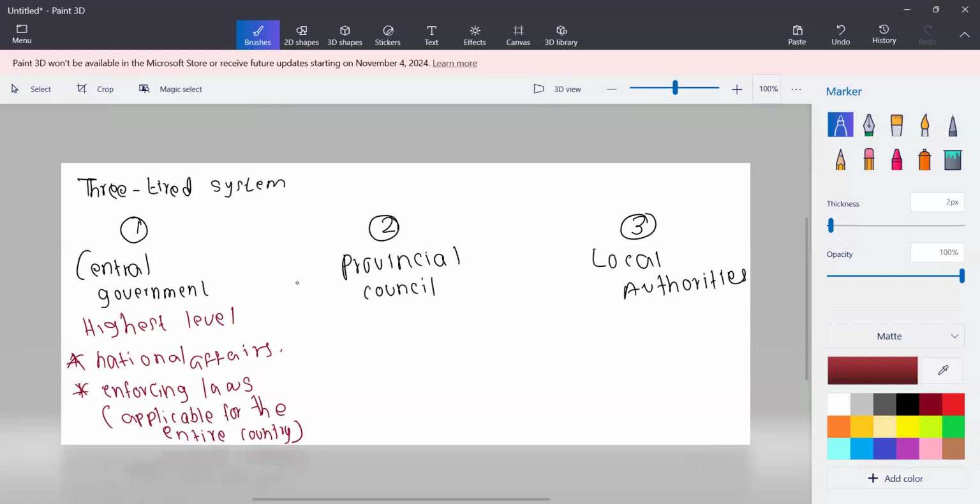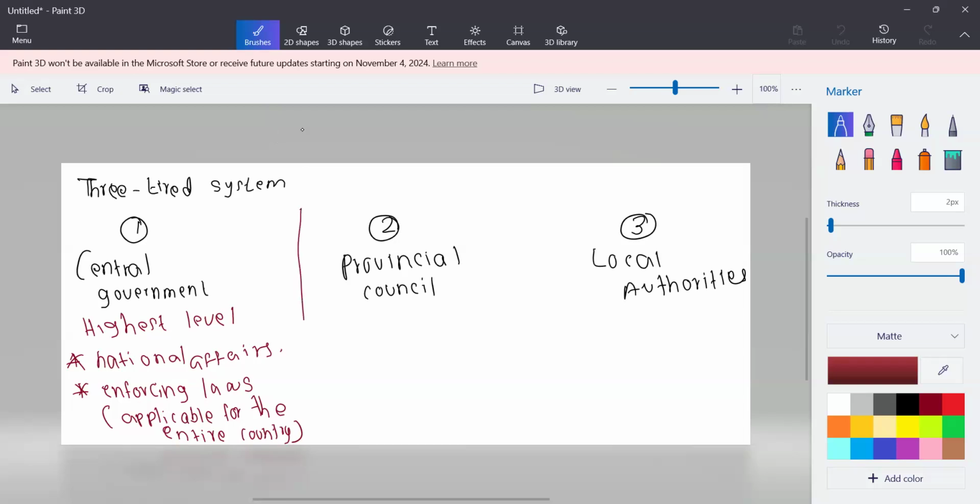What are the examples? What are the other responsibilities? Defense is provided by them. Foreign relations are maintained by them. Policies, economic policy, monetary policy, and also the provision of infrastructure are done by them. For example, the Ministry of Defense and the Ministry of Foreign Affairs. Everything comes under the central government. Simply put, they are responsible for the entire country.